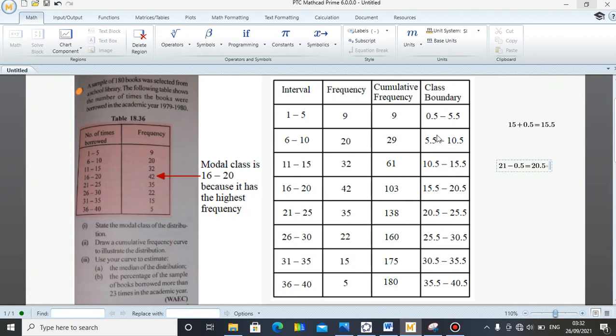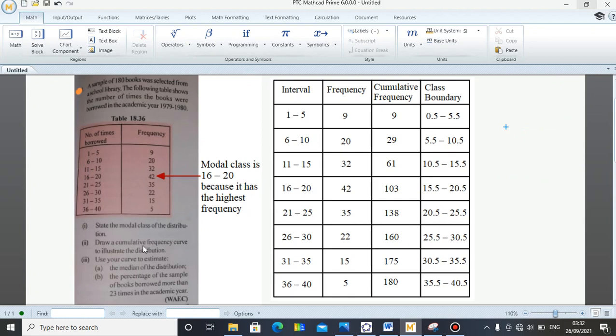The upper will be the lower of the next class, just like that. In this way, you will end up with the last interval class, which is 40, and in this place it will be 40.5. So take note of this. Now let's go straight to the curve.